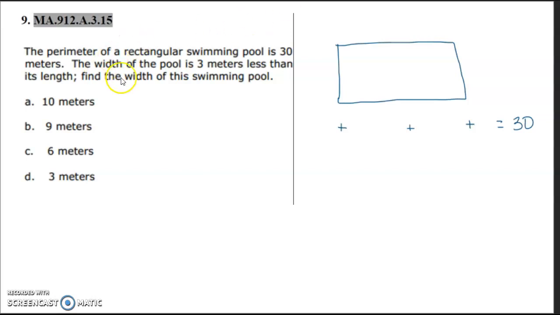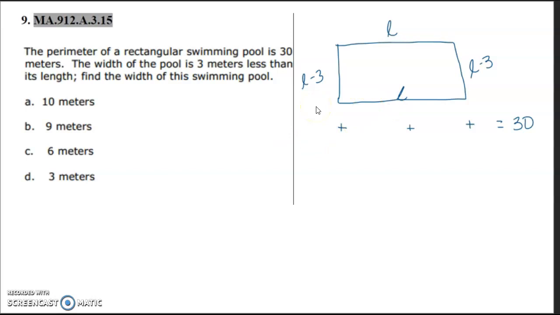All right, so it says the width of the pool is 3 meters less than its length. Okay, what is the width? So it wants us to find the width. And I know that the width is 3 meters less than the length, but I don't know the length either. So let's get rid of this W, and let's just call the width sides L minus 3, because then at least we're dealing with some like terms here, and then this side would be L.